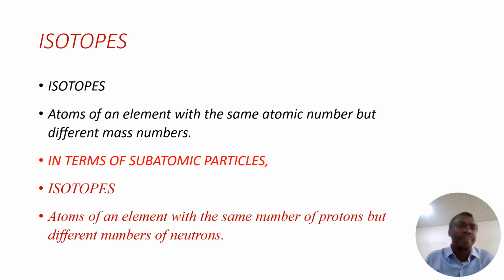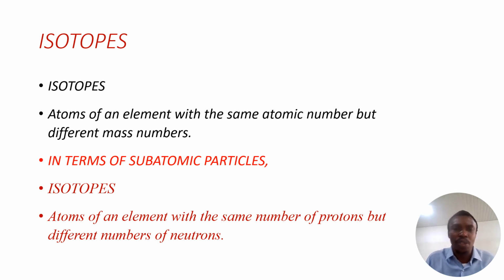And what is an isotope? Isotopes are atoms of an element with the same atomic number but different mass numbers. The same atomic number but different mass number. Then in terms of subatomic particles, in terms of the fundamental particles of an atom, isotopes are defined as atoms of an element with the same number of protons but different number of neutrons. When we talk about fundamental particles of an atom, there are protons, neutrons, and electrons.